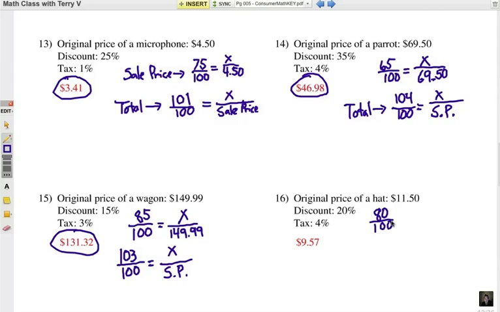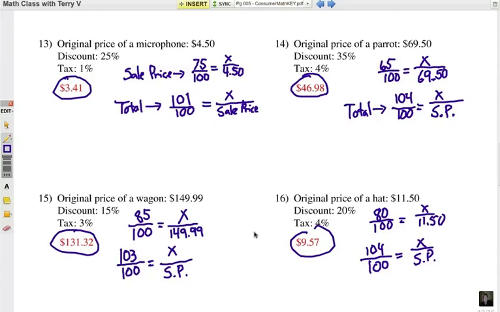80 over 100 equals X over 1150. When you cross multiply there, you'll get your sale price. And then if we're going to add on 4% tax, of course, that will be 104 over 100 equals X over your sale price from the previous answer. All right, all told, you're going to get $9.57.